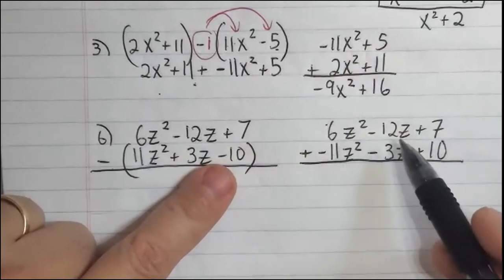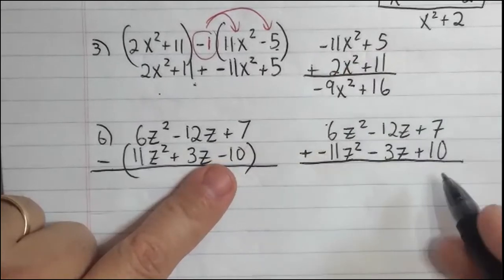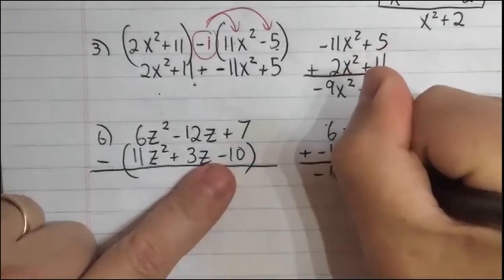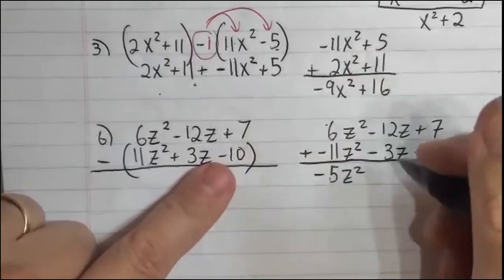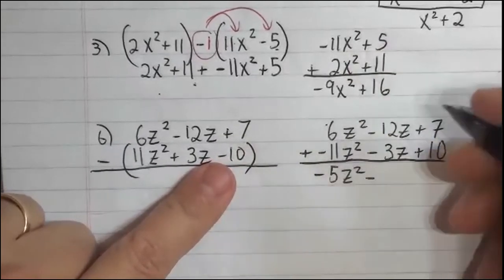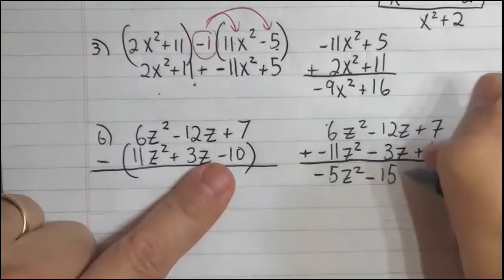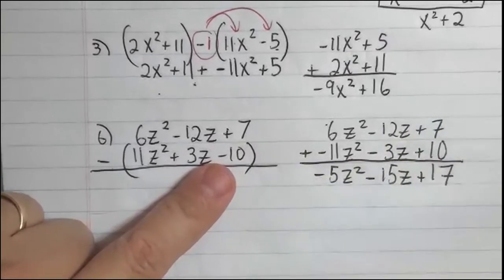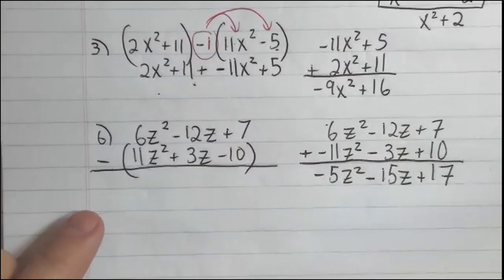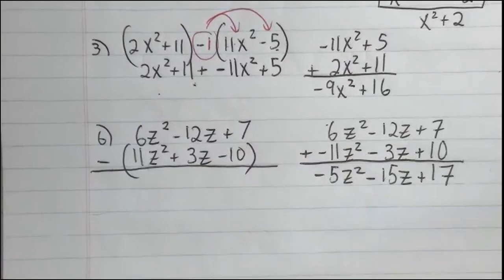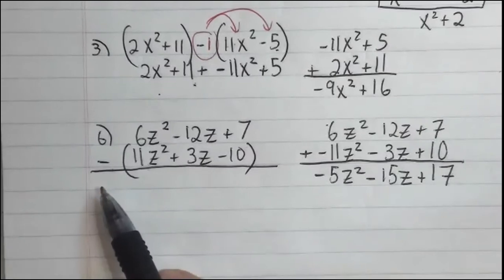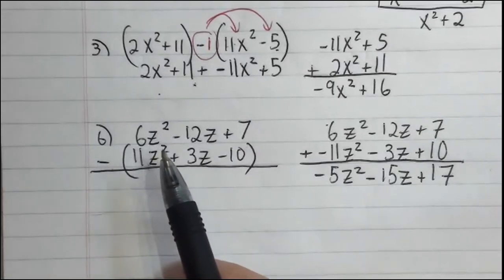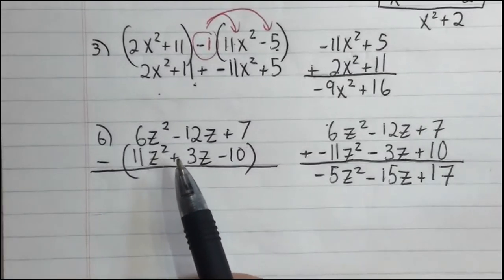In the way I have it set up, my like terms are on top of each other. This would give me a negative 5z squared. This would give me a negative 15z. And then this would give me a 17. All right. So remember, subtracting is just adding opposites.